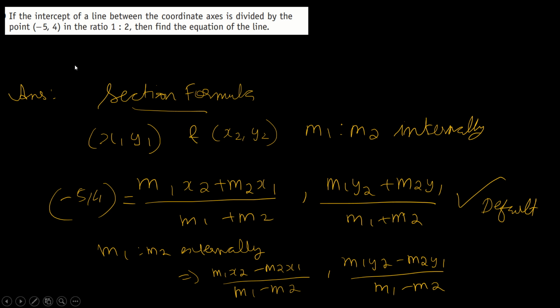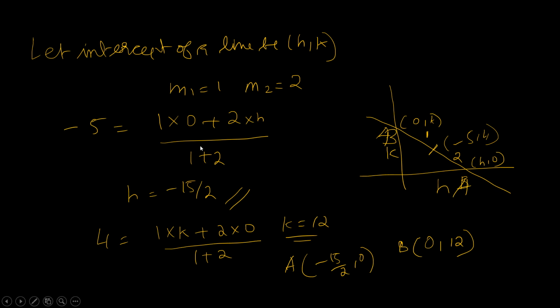As per this question, the intercept of a line between the coordinate axes is divided by the point minus 5 comma 4, which means the point dividing the line in the ratio 1 is to 2 is given as minus 5 comma 4. So I took the intercepts of the line as h comma k, where h is the x intercept and k is the y intercept. I marked these points A and B here, in which the point minus 5 comma 4 divides the line AB in the ratio 1 is to 2 internally.